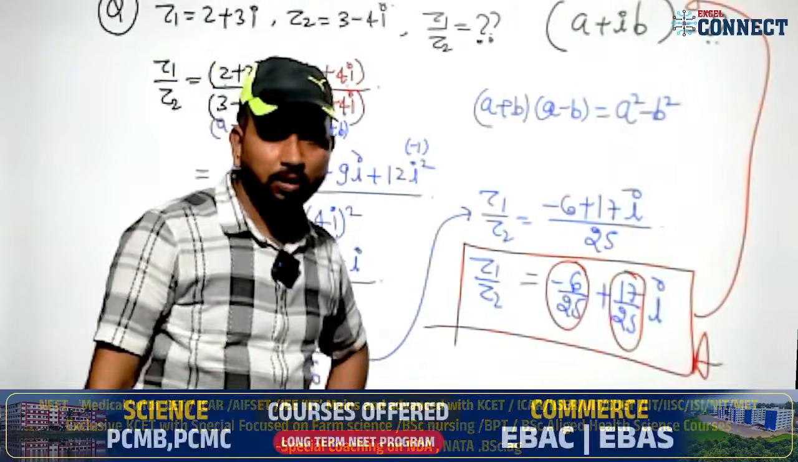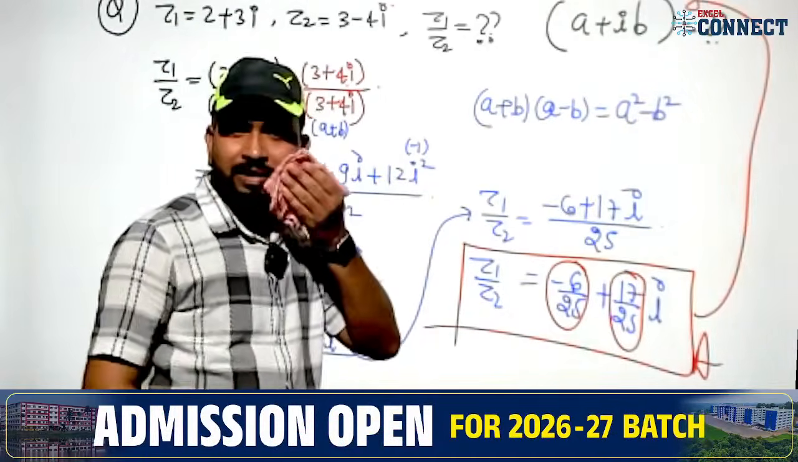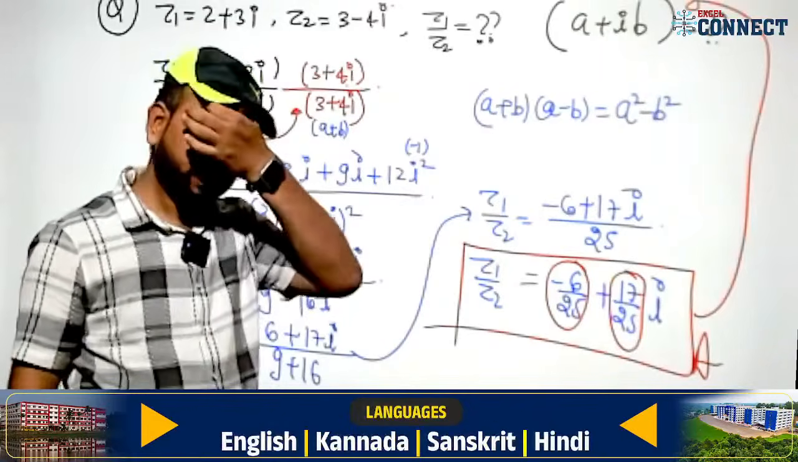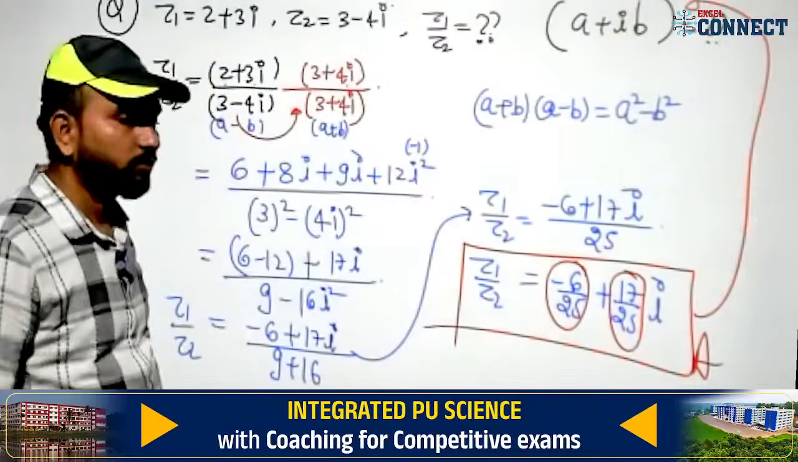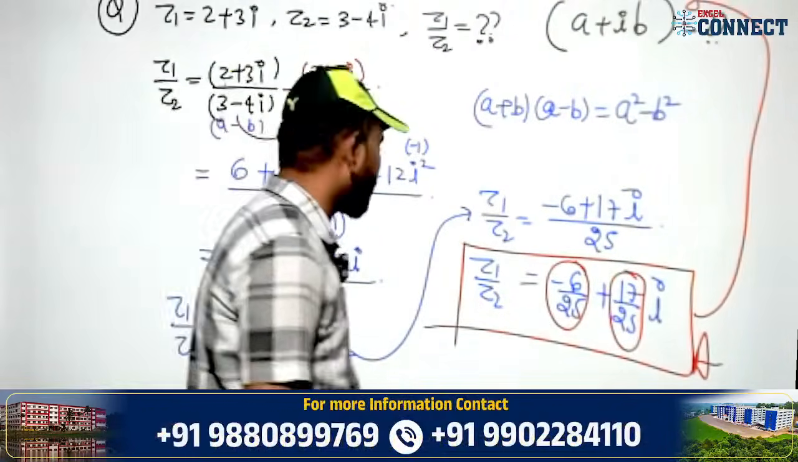Okay, I will see what is the answer of the first homework. This concept is clear? Any doubt in this concept? If any doubt, comment, I will explain. Yes, 17 will come. Yes, correct.